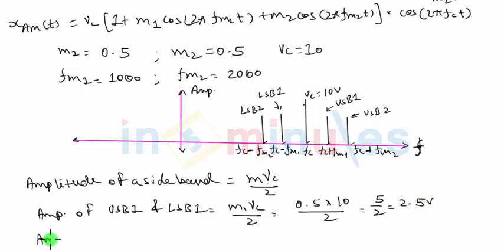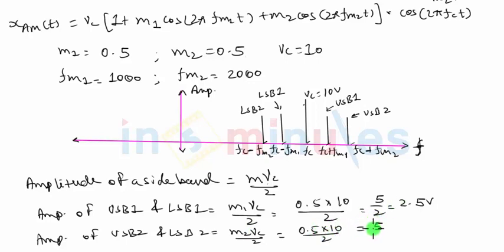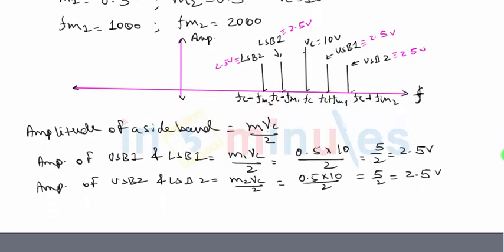And similarly, the amplitude of USB 2 and LSB 2 will be equal to M2 VC by 2, and M2 VC by 2 will be equal to 0.5 into 10 by 2 because M2 is equal to 0.5, and this will further be exactly the same. So the amplitudes will be exactly the same simply because they have given us the same M1 and M2 value. So each of these sideband frequencies will be of amplitude 2.5 volts. Let us now find out the values of the sideband frequencies.